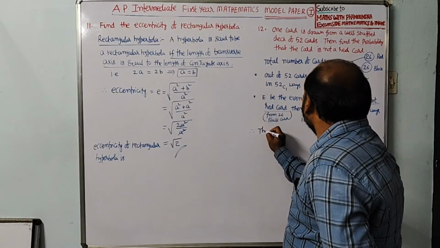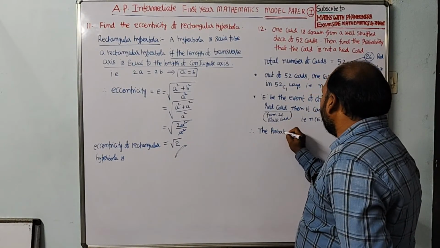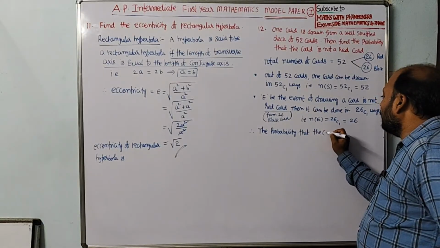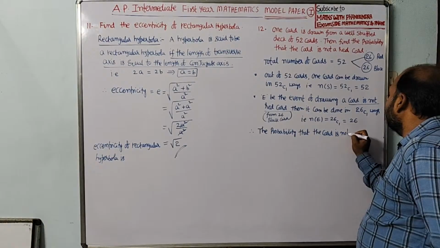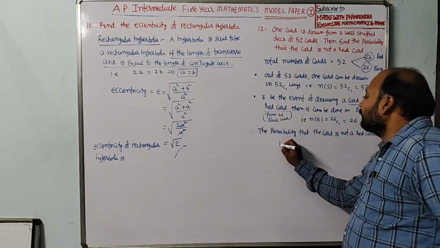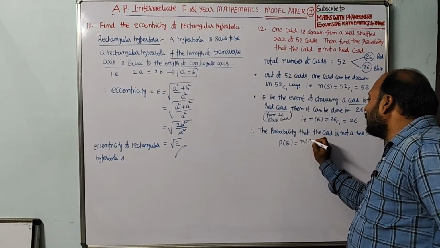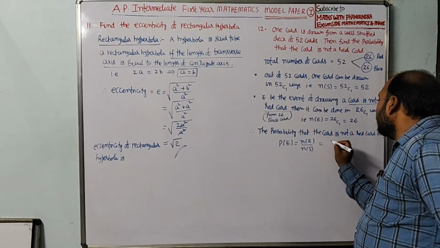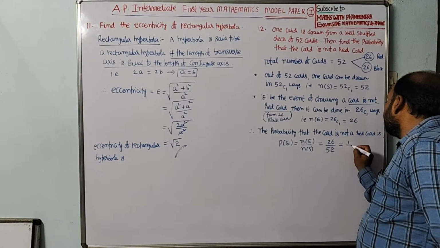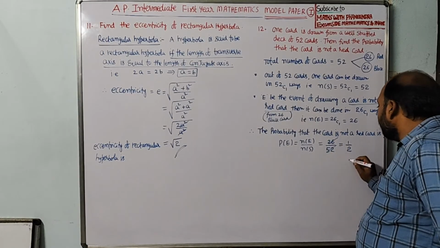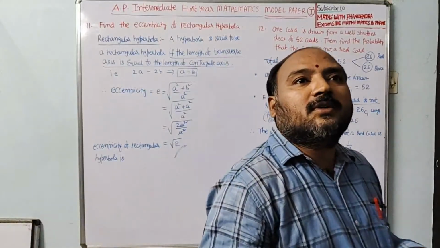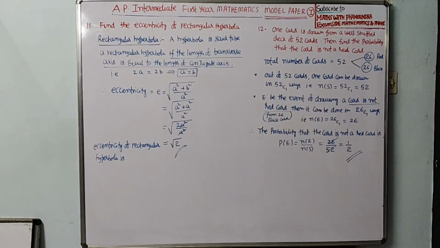Therefore, the probability that the card is not a red card is P(E) equals n(E) by n(S). So n(E) equals 26, n(S) is 52, that is 26 ones are 26, 26 twos are 52. So therefore the required probability P(E) equals 1 by 2. Okay, dear students? This question is related to probability, the earlier question related to conic sections.